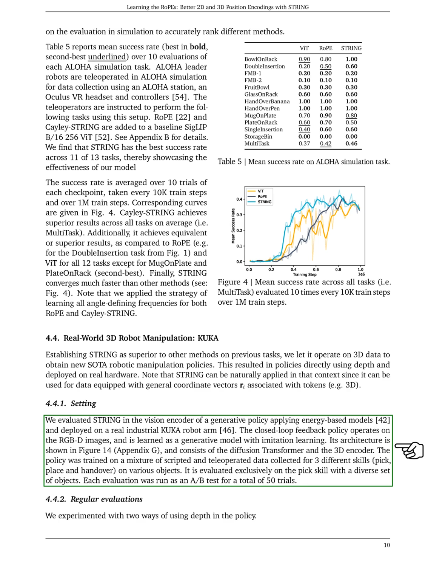The closed-loop feedback policy processes RGBD images and is trained as a generative model through imitation learning. The architecture includes a diffusion transformer and a 3D encoder. We trained the policy using a mix of scripted and teleoperated data for 3 skills: pick, place, and handover, focusing our evaluation on the pick skill with a variety of objects. Each evaluation was conducted as an A/B test over 50 trials.